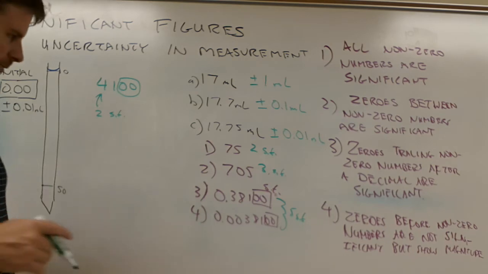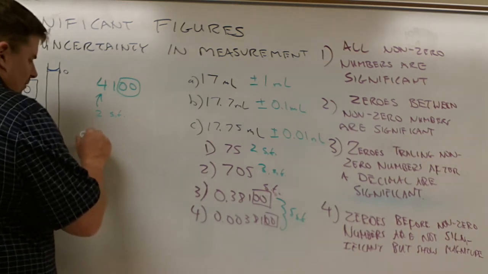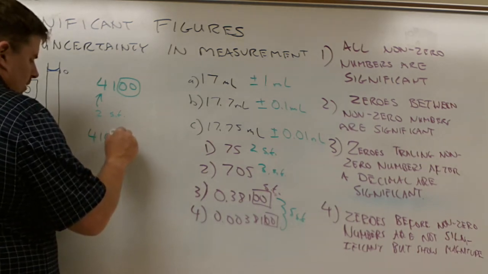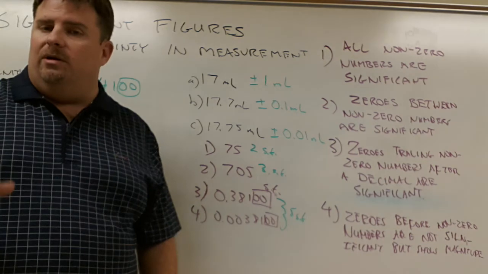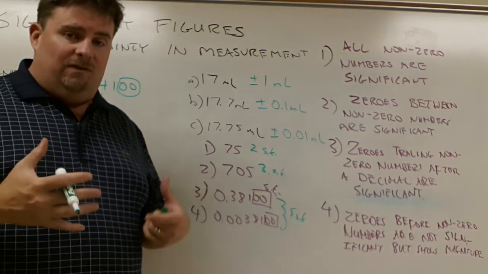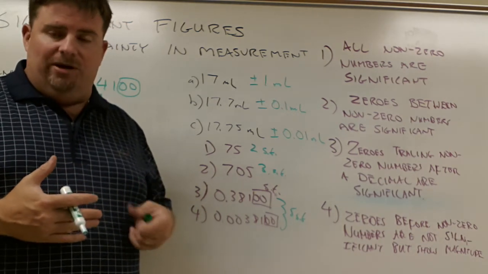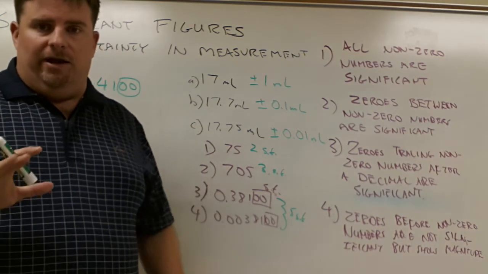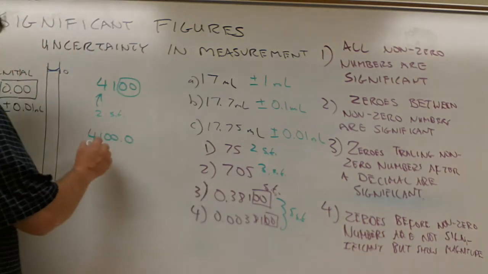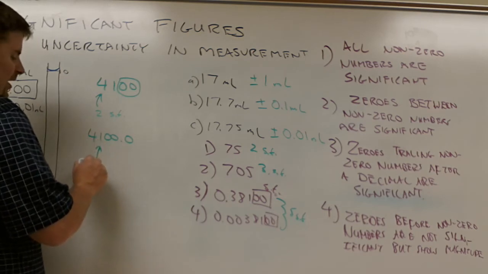Okay? Now, if I change this number and put a 0.0 there, at that point the 0 indicates that I am expressing that all the numbers are significant. Once I put that decimal there, that's an indicator that I have significance in every single value that I've got here. So this term has 5 significant figures.